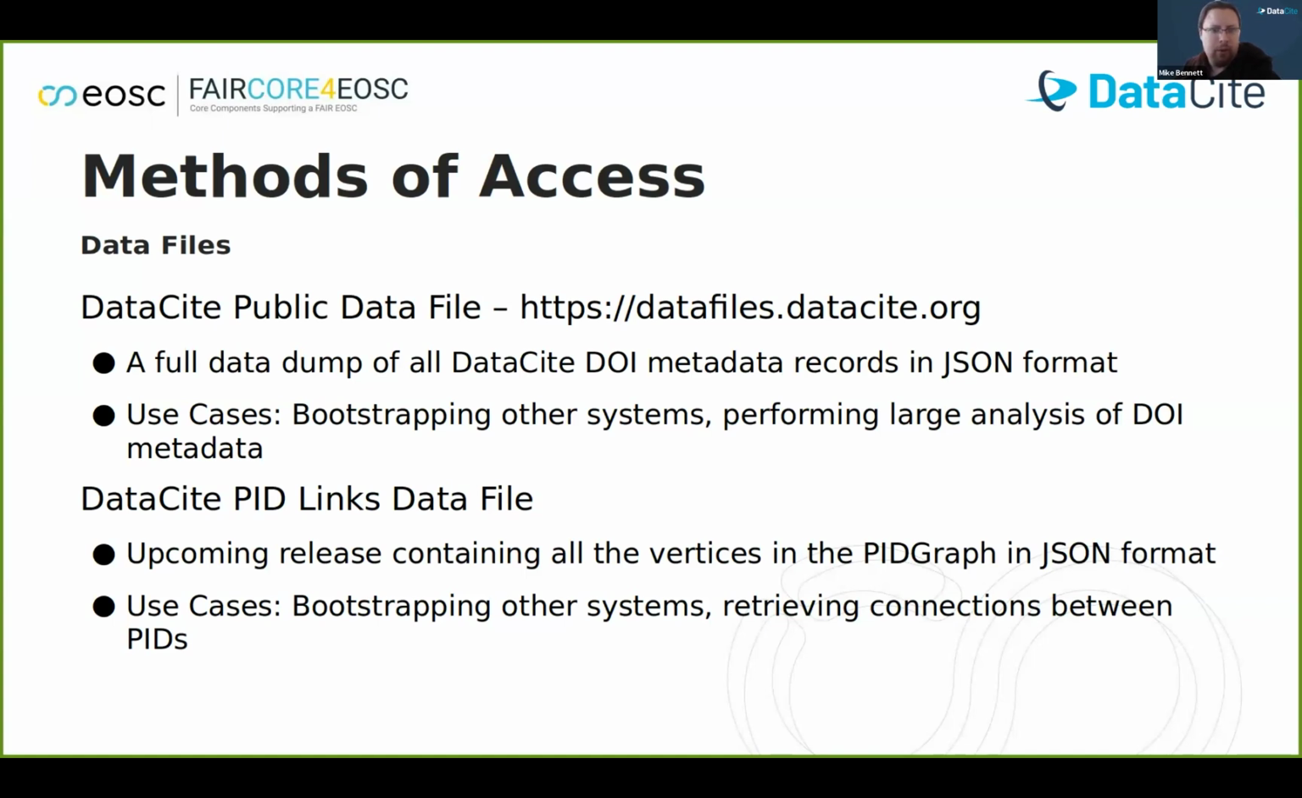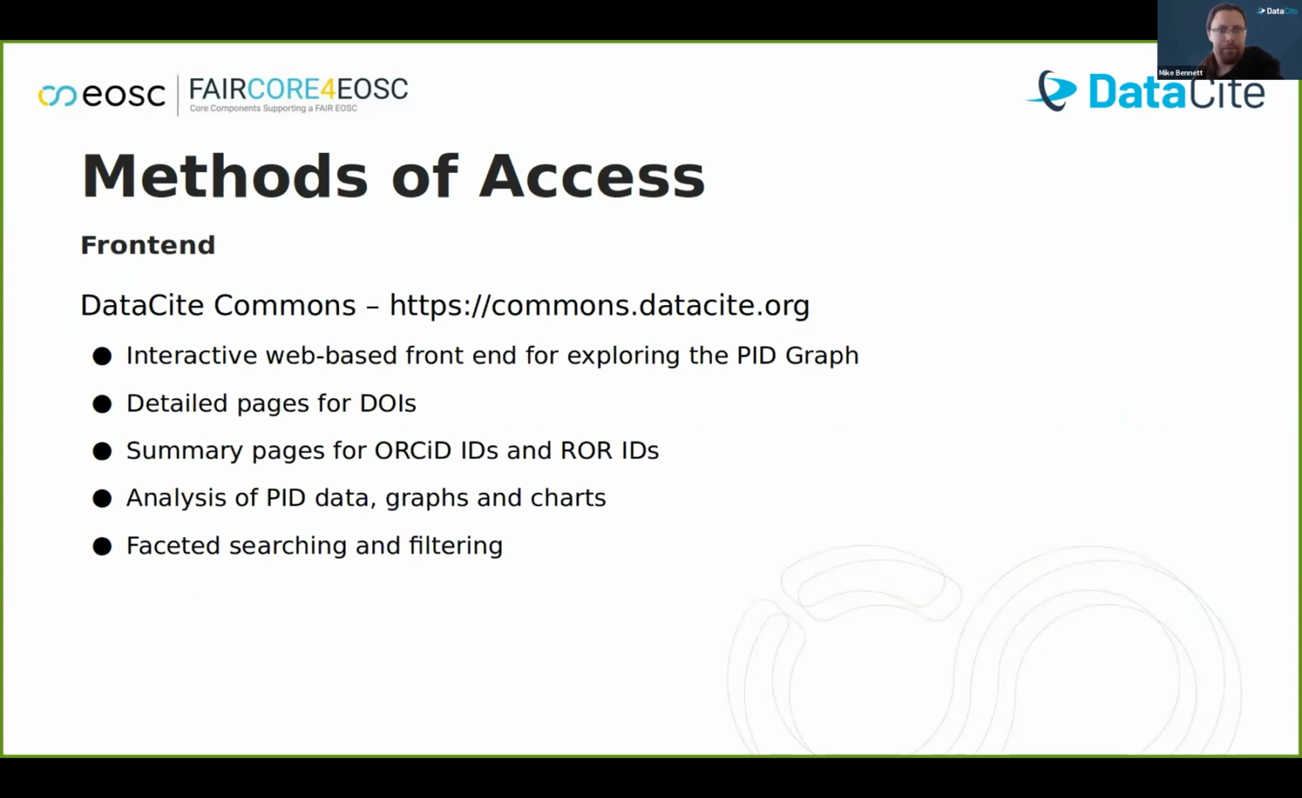And I'm currently working on a second data file which will contain all of the vertices in the graph. So if you're looking just to enhance your local graph with connections out to other persistent identifiers, but you don't necessarily need the metadata for those nodes, then this data file will give you an efficient way of saying, okay, tell me about relationships between persistent identifiers.